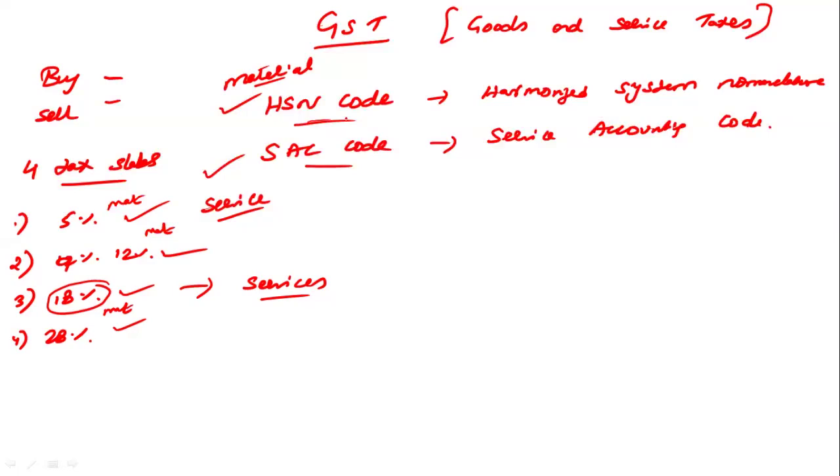When taxes were introduced in India, different taxes were introduced. I mentioned the tax slabs, that is, the percentages. Apart from this, there are some tax differentiations. For example, we have central tax, or we can call it central GST.